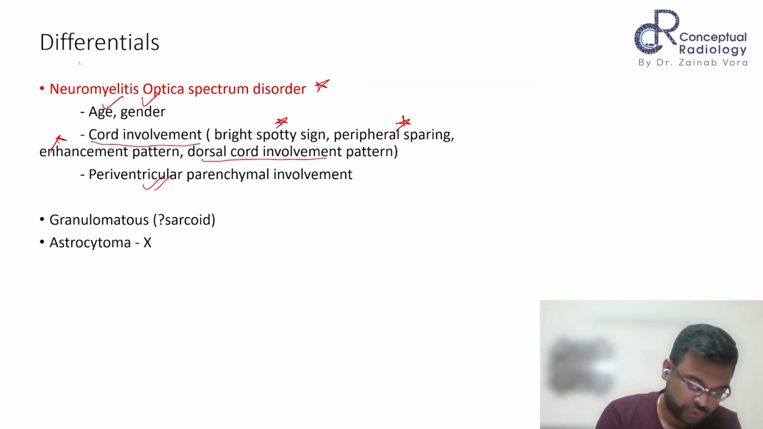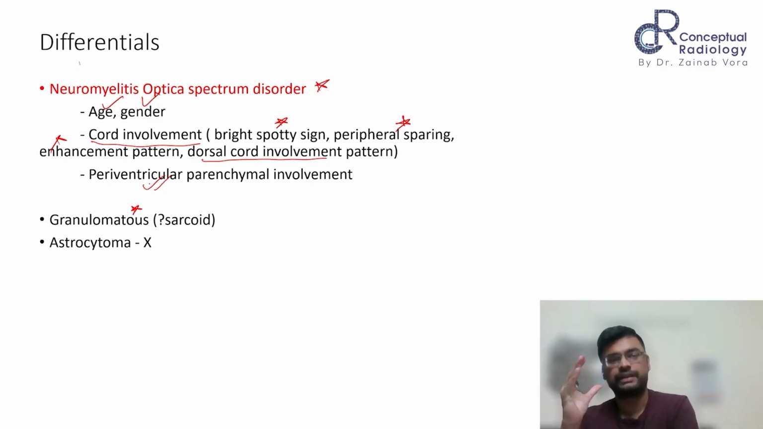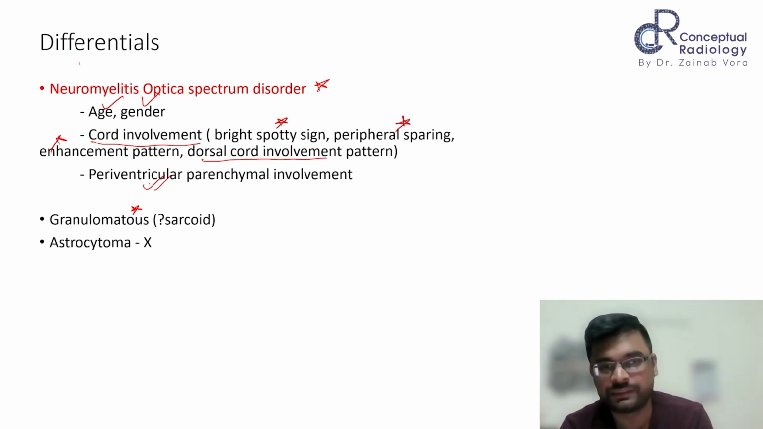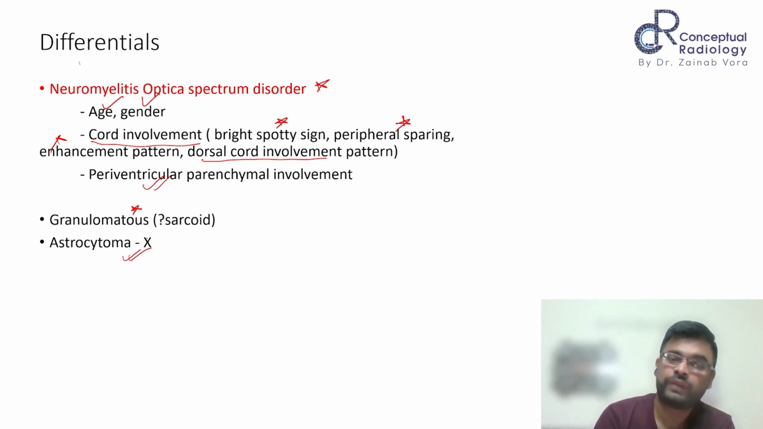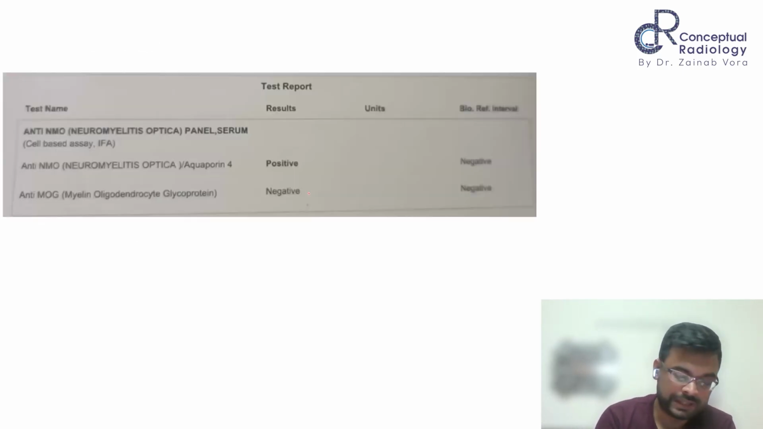Another differential is granulomatous disease, sarcoid, which may have a different pattern of involvement. We'll see that subsequently, a case of sarcoid as well. And we have discussed the reason why it was not astrocytoma, right? So this actually came out to be positive for neuromyelitis optica, right?